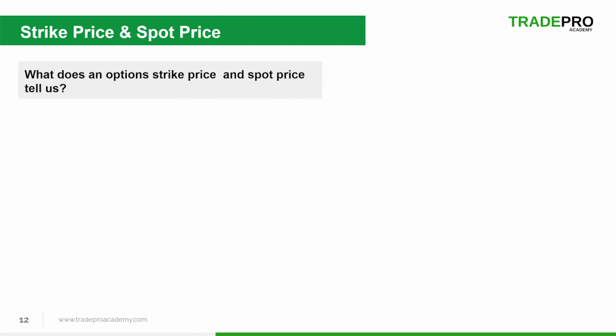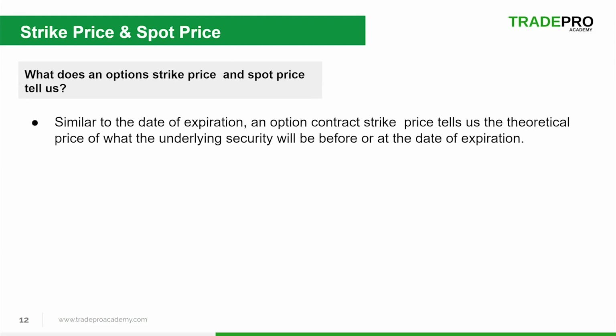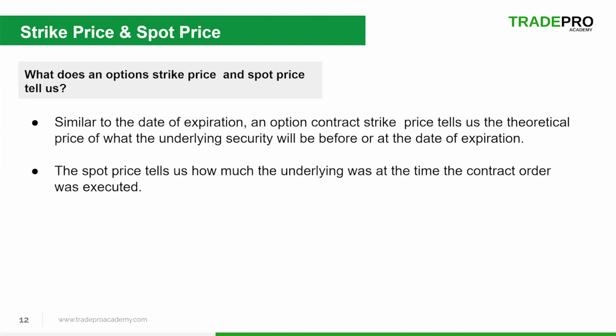So the strike price and spot price. What does an option strike price and spot price tell us? Well, similar to the date of expiration, an option contract strike price tells us the theoretical price of what the underlying security will be before or at the date of expiration. So the spot price tells us how much the underlying was at the time the contract order was executed.